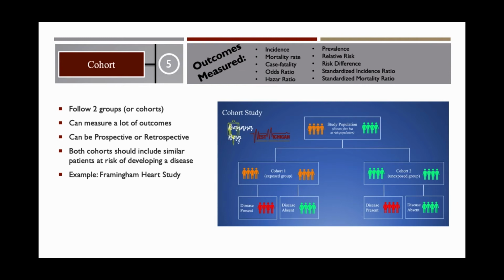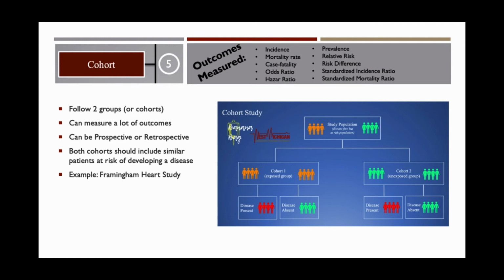So this isn't just prevalence or odds ratio. This can tell you just about anything. You can design this study to get incidence, mortality rates, case fatality. You can do odds ratio and prevalence, relative risk difference, hazard ratios, all that stuff. So this can be prospective or retrospective.